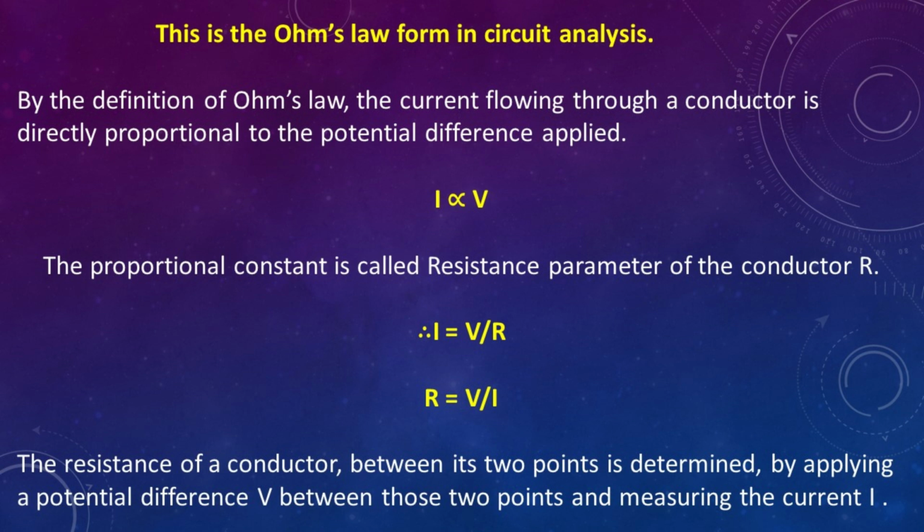By the definition of Ohm's law, the current flowing through a conductor is directly proportional to the potential difference applied. I is proportional to V. The proportional constant is called the resistance parameter of the conductor, R. I equals V/R. R equals V/I.